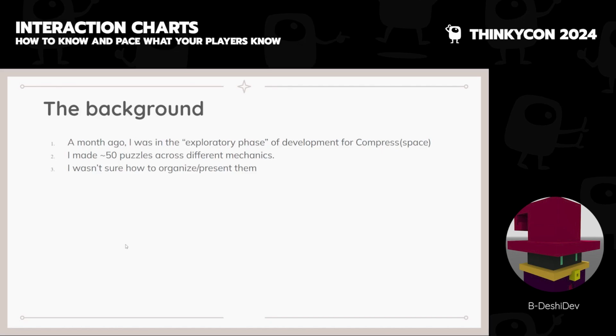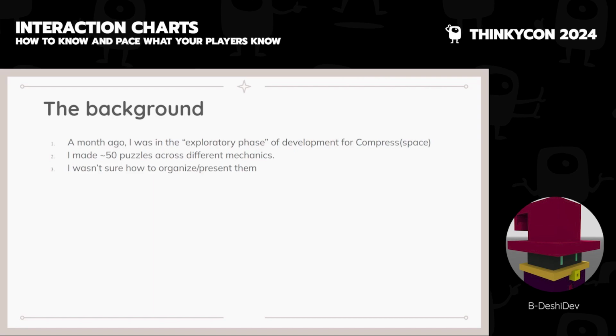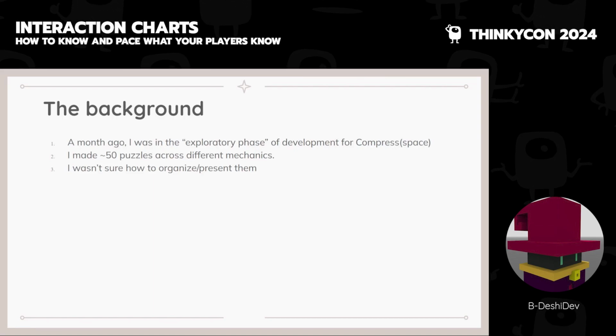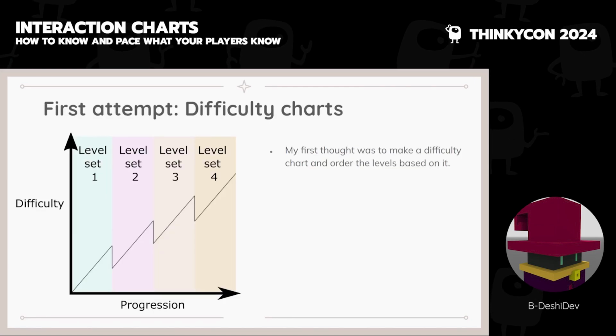The background of this talk is that a month ago I was in the exploratory phase of development for Compress Space. I made about 50 puzzles across different mechanics, but I wasn't sure how to present them. So my first thought was to use difficulty charts.